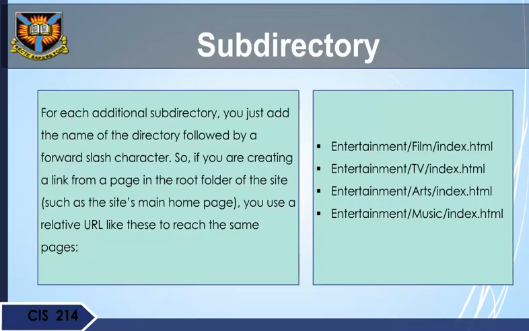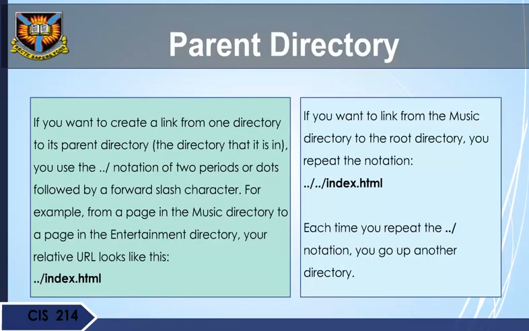Subdirectory. For each additional subdirectory, you just add the name of the directory followed by a / character. So, if you are creating a link from a page in the root folder of the site, such as the site's main home page, you use a relative URL like this to reach the same pages: entertainment/film/index.html, entertainment/tv/index.html, entertainment/art/index.html, entertainment/music/index.html.